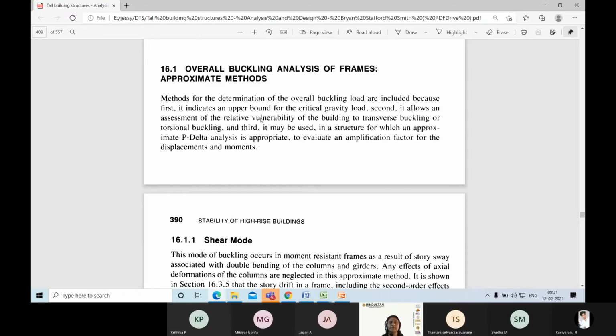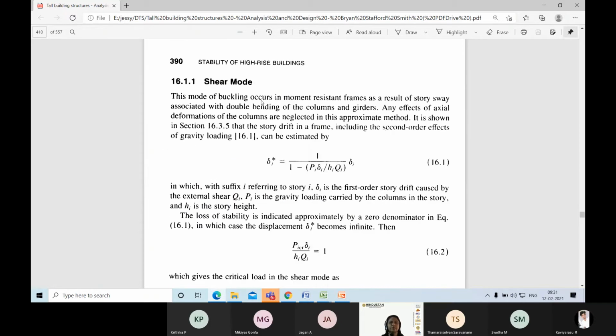So that means usually first it is the effect due to the gravity loading, then transverse buckling is possible, or it may lead to a torsional buckling, or because of the P delta effect it will cause some displacements and moments. So all this will lead to the buckling of the entire structure. I am not going to explain everything because you can go through this. Please refer to chapter 16 and read and understand what exactly is written over here.